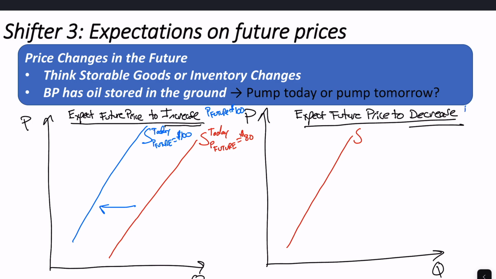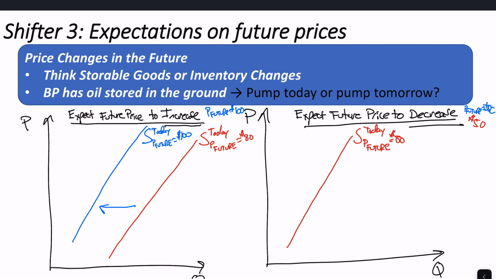Now, over on the right, we expect the future price to decrease from, say, $80 to $50. So now we think the price future will decrease to $50. Let's label our graph. Our original one, this is supply today for our original future price equal to $80. And now the future price, we think it's going to go down. Something's happening in the world, and it's going to go down to $50 over here.